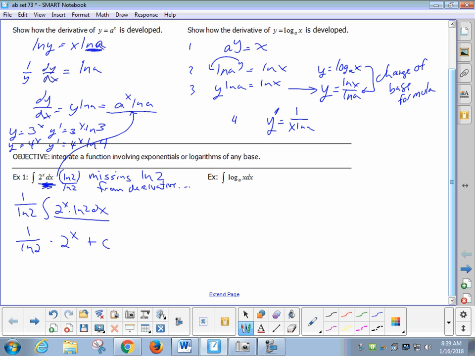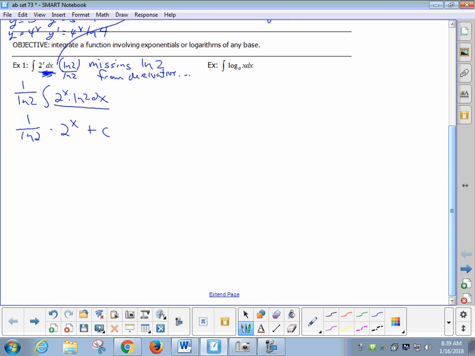When we take a derivative, we multiply by natural log. When we take an antiderivative, we divide by natural log. So it's all, to me, making sense. What then is the antiderivative of 5 to the x? Without all the work. 1 over natural log of 5 times 5 to the x.